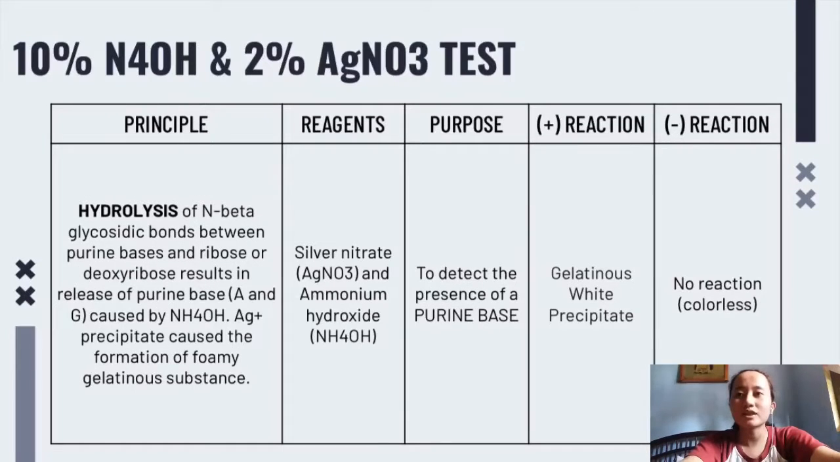The 10% ammonium hydroxide and 2% silver nitrate is a test to detect the presence of a purine base. The hydrolysis of N-beta-glycosidic bonds between purine bases and ribose or deoxyribose results in release of the purine base. The reagents used are silver nitrate and ammonium hydroxide. A positive reaction would yield a gelatinous white precipitate.